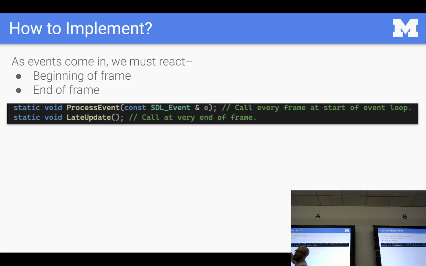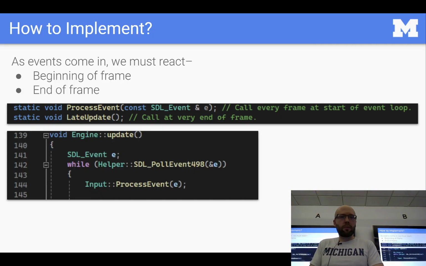Process event will get called at the beginning of every frame to process events as they come through. And late update is going to get called at the very end of our frame so that our input manager can clean some things up as we transition to the next frame, okay? And you can see in process event, we're just feeding that event through. Why is it constant here? It's a reference, okay? Because we want to be fast. We don't want to be copying that object all the time.